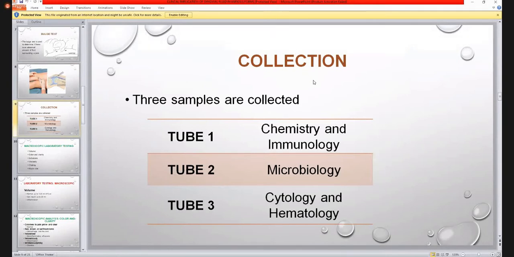Okay, when we take the sample, we should collect it into 3 tubes. Tube 1 is for chemistry and immunology, right? Achha, what tests come under the heading of chemistry and immunology? Please write down in the chat box which type of test we do in chemistry.